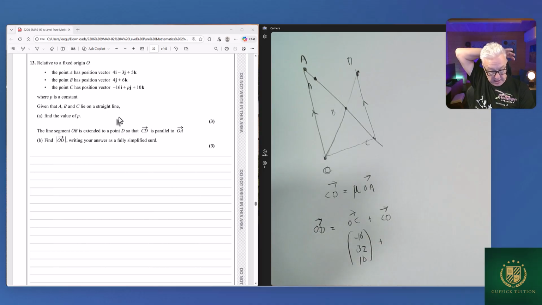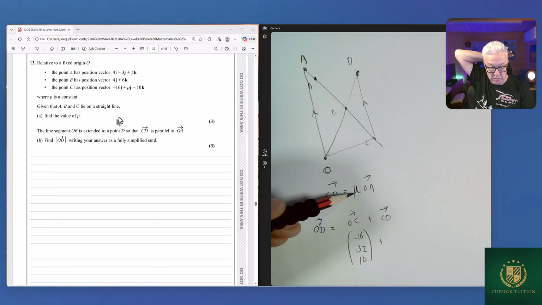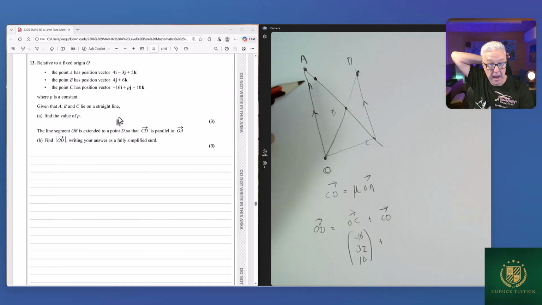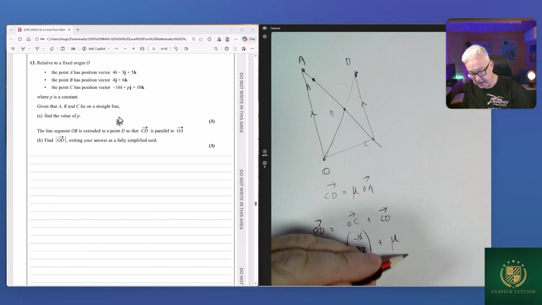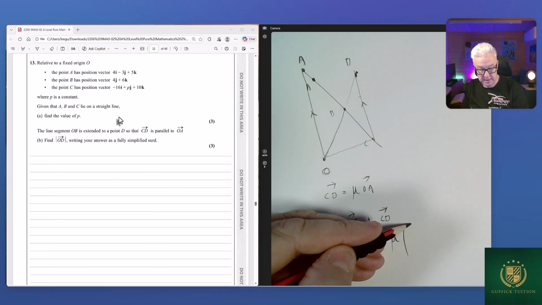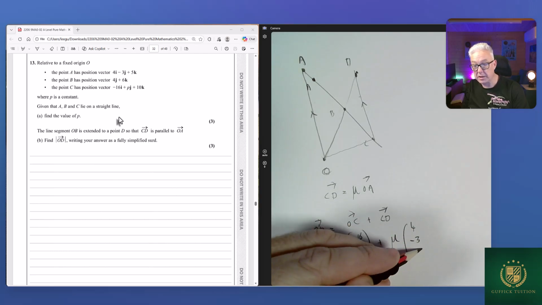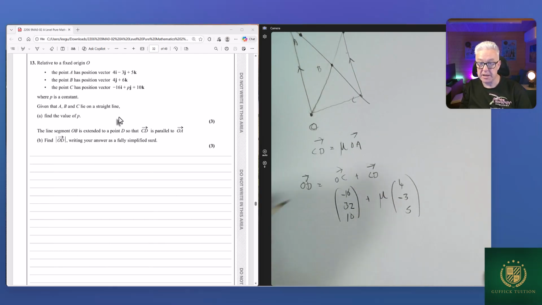Now, C to D is some fraction mu of A, and A is 4 minus 3 5. So we're going to do some scalar multiple of what A is, and A is 4 minus 3 5. So that's my expression for my O to D. So far, so good.